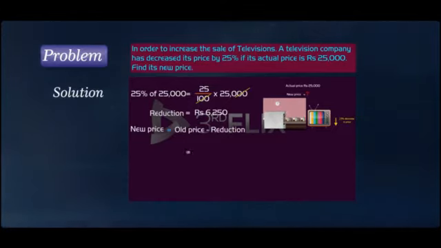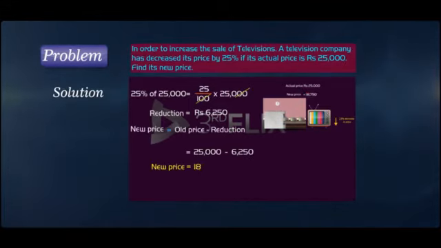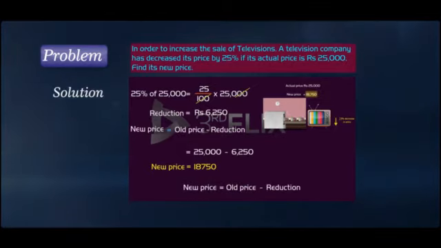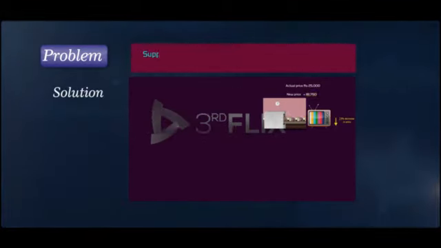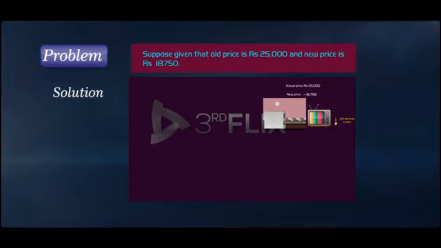We get 25,000 minus 6,250. So, the new price is equal to Rs 18,750. Problem. Suppose given that old price is Rs 25,000, and the new price is Rs 18,750. Find its decrease percent.